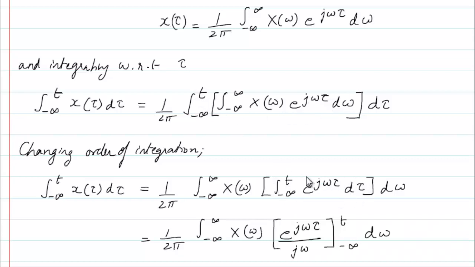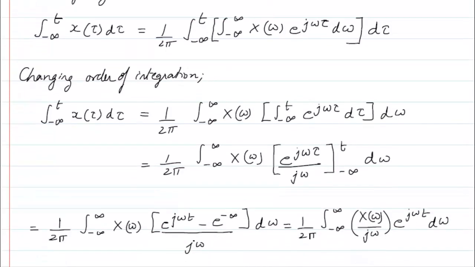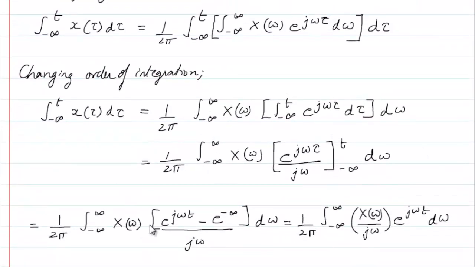So now you can see this is a function of only tau, so this integration will work out. And what is the integration? E raised to power j omega tau integrated is e raised to power j omega tau divided by j omega, with limits from minus infinity to t. Correct? Now if I substitute this, I will get e raised to power j omega t minus e raised to power minus infinity. We know that e raised to power minus infinity is 0. So I will get e raised to power j omega t by j omega, and that is what we have written here.